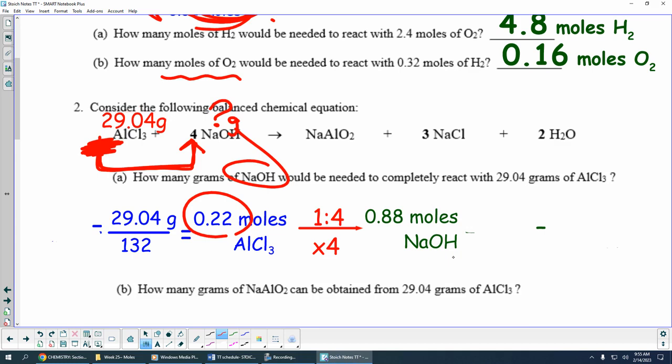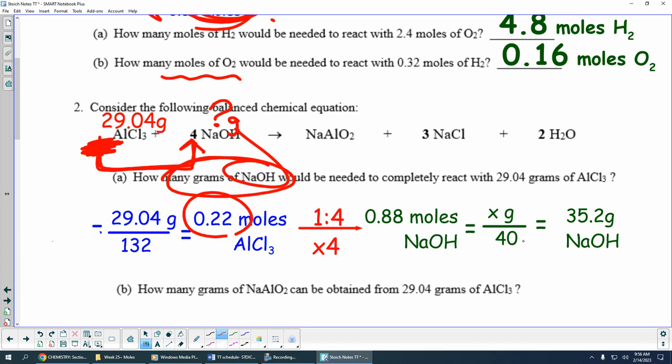Okay, awesome. Now, it didn't ask for how many moles of NaOH. It asked how many grams of NaOH. So now I'm going to do moles equal mass over formula weight, which an Na, an O, and an H, if you add it up, is 40. Who can tell me how I algebraically solve for that? What am I going to do with 0.88 and 40? I'm going to multiply. Thank you. So in my calculator, 0.88 times 40 gets me 35.2 grams.